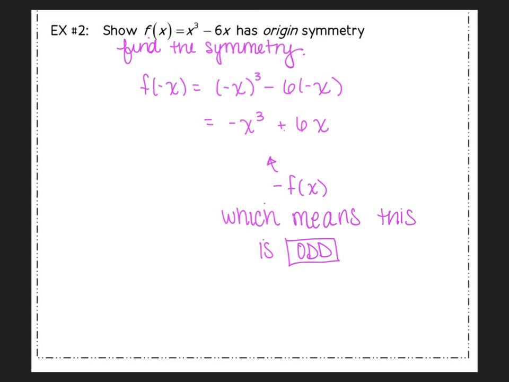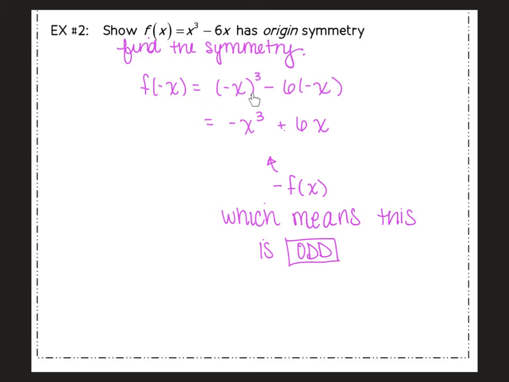So here you can see another example done out. Again, the directions say something a little bit different. This one says, show that it has origin symmetry. For us, we know origin symmetry is odd. O for origin, O for odd. But another way you could see these directions would just be find the symmetry, or, determine if it's even or odd. So same process here.